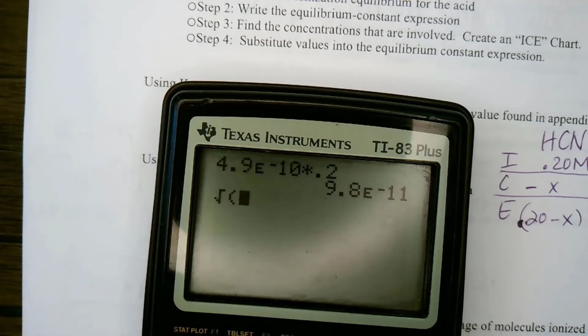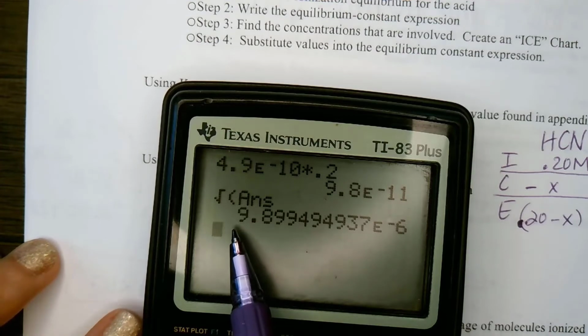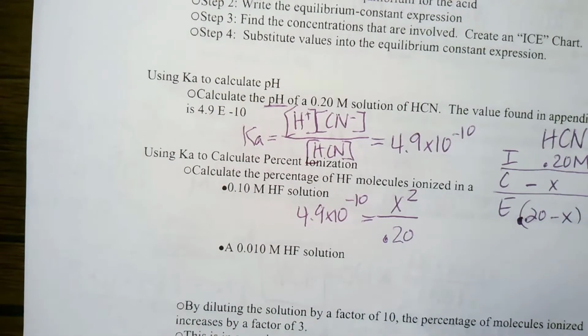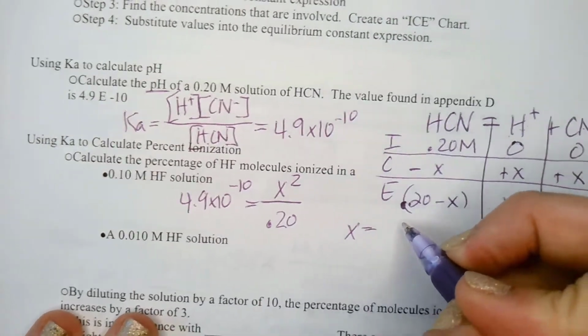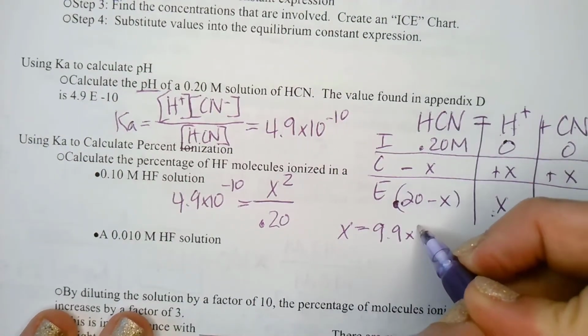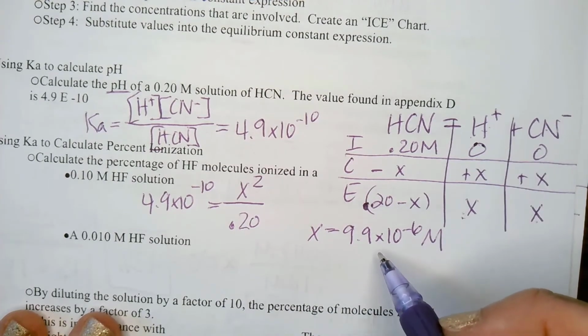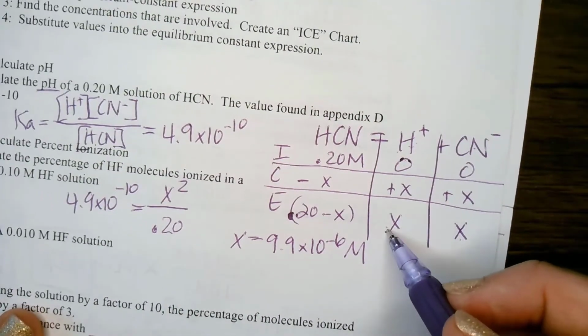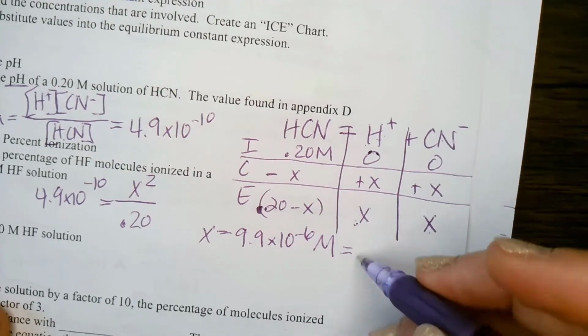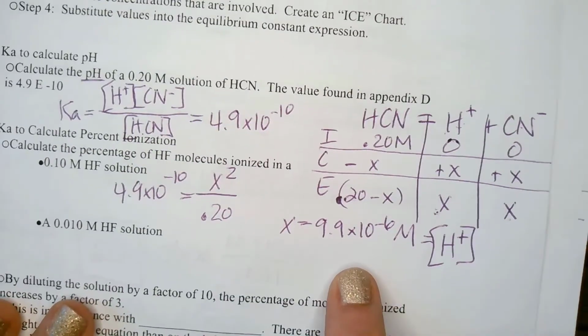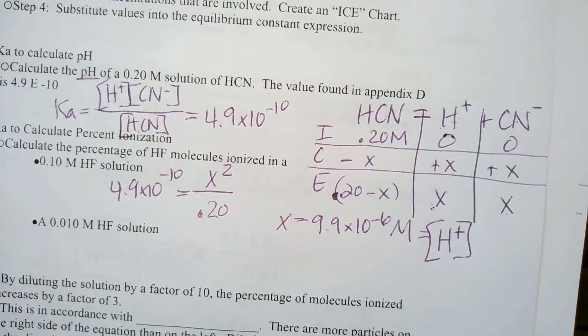And I have equal to X squared, so I need to take the square root of X to get just X. So square root of my answer, to get, let's see, 9.9 times 10 to the negative 6. So X is equal to 9.9 times 10 to the negative 6. And we know X is equal to our hydronium, our H plus concentration.